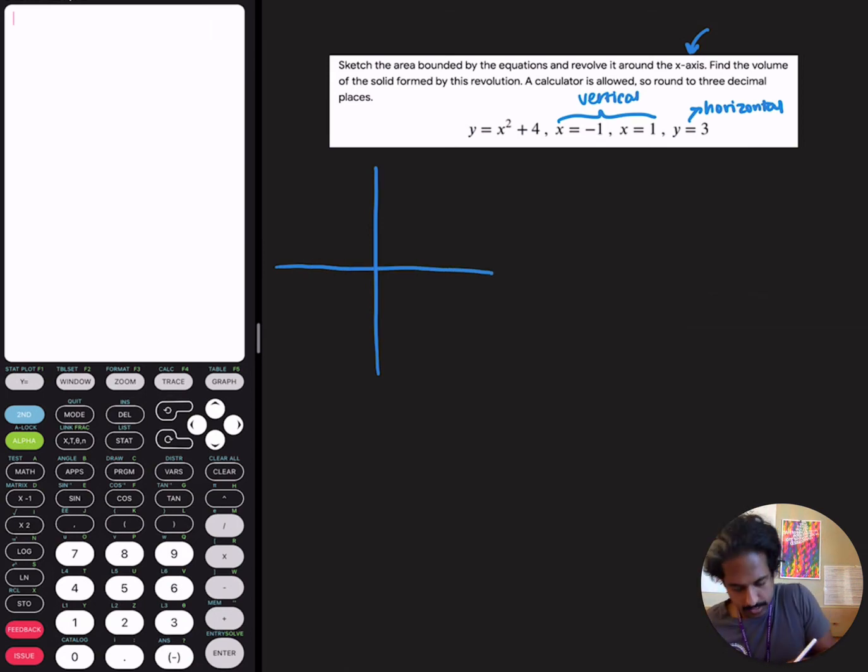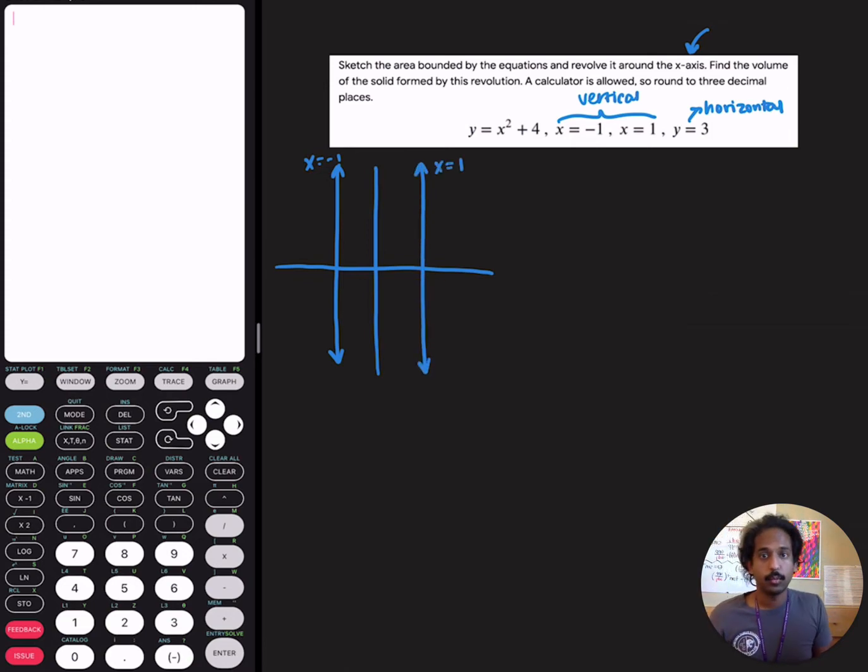x equals negative 1, let's say, is here, and I'll write that, x equals negative 1. So x equals positive 1 would be the same distance, but on the other side. And then y equals 3 would be 1, 2, 3, right there.